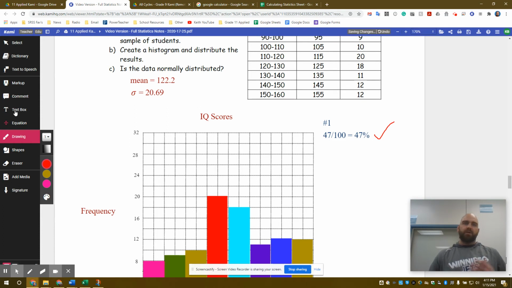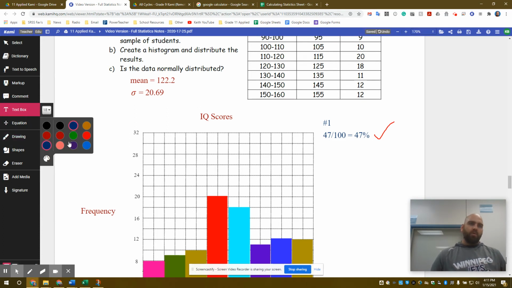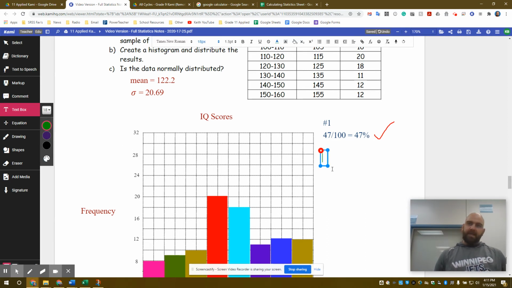We're good with our first one, 47%. We can deal with that. That's close enough to consider it normal. The second one here, we need to be within 1 standard deviation. So that is 122.2 minus 20.69.